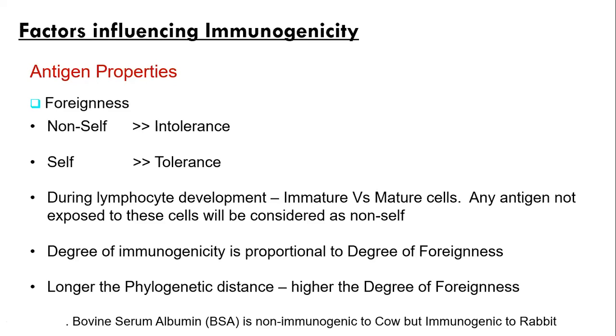For example, bovine serum albumin, BSA, one of the molecules working as an antigen, is non-immunogenic to cow because bovine is coming from cows. It is non-immunogenic to cow because it is the same species, coming from the same animal. But it is immunogenic to rabbit. You see that? Why do we use this in vaccination also? Why use a different species, a different organism? Because you want to elicit the immune response to the maximum. So BSA is non-immunogenic to cow, but it is immunogenic to rabbit.